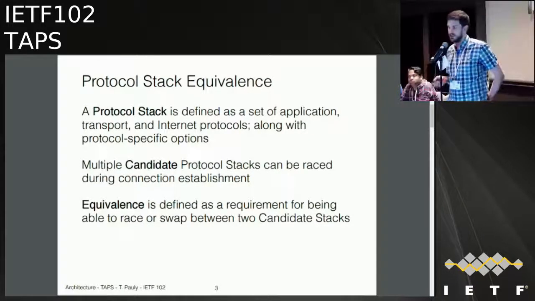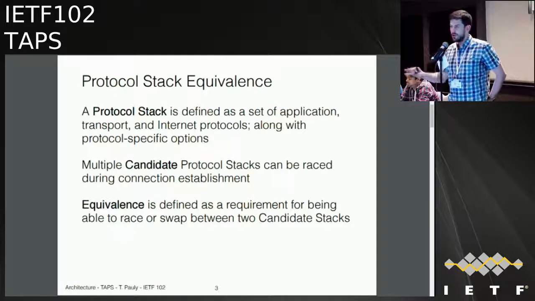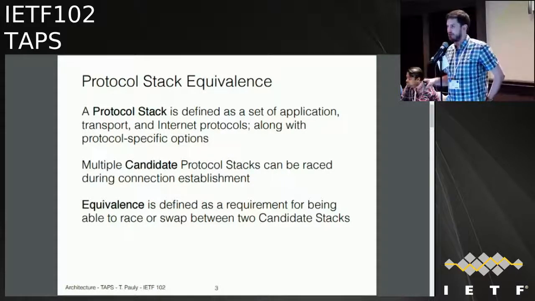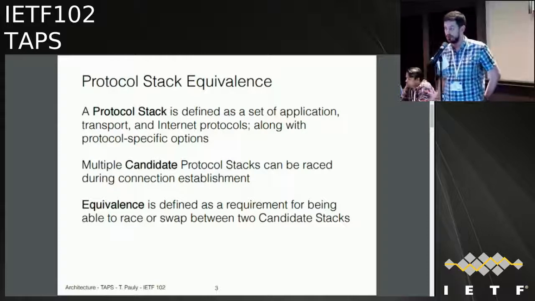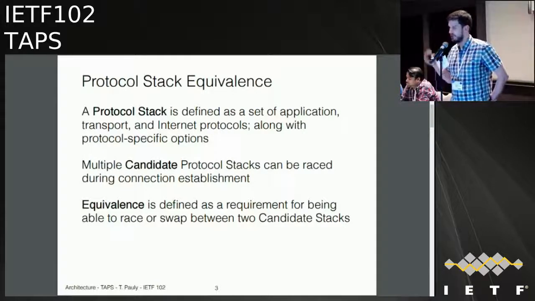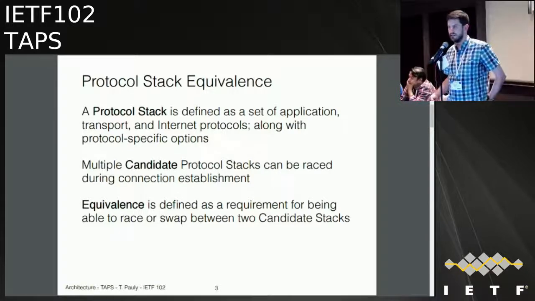So first, protocol stack equivalence. We already had the definition of a protocol stack. Essentially, this is one thing that you can have as your candidate set of options to actually send data out into the network. This includes any framing or application protocols that you need, your transport protocol, and your IP protocol options. And this would carry along with it any of the protocol-specific options that you had from the application. And so you have multiple of these candidate protocol stacks, and the idea is that you could do racing between them, you can be flexible, you can swap them out as necessary.